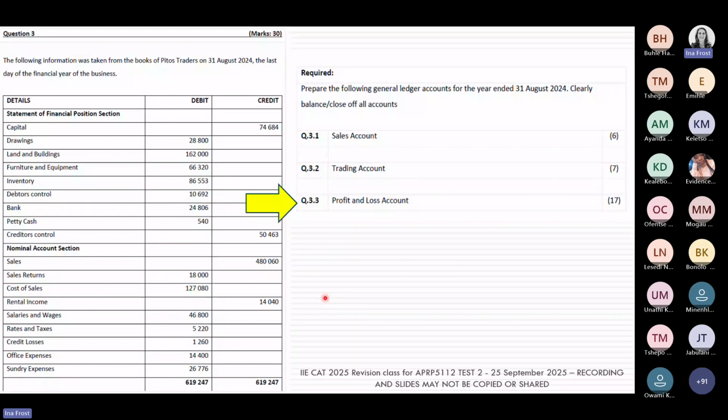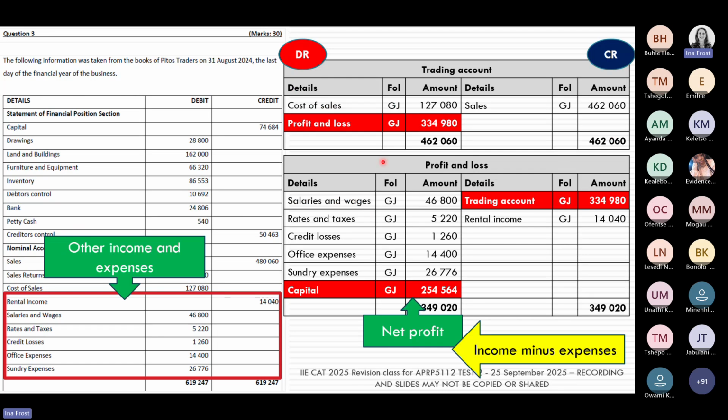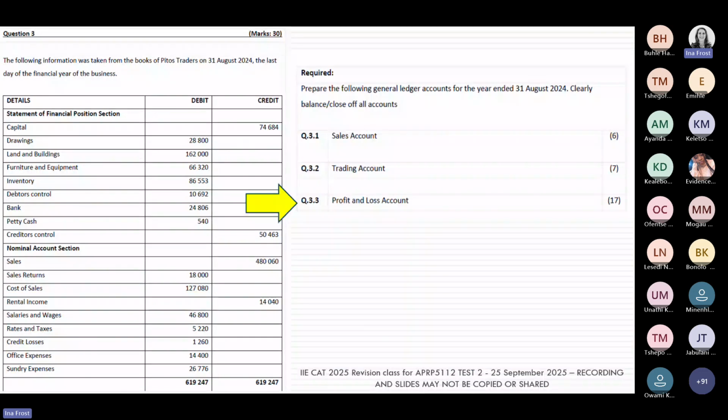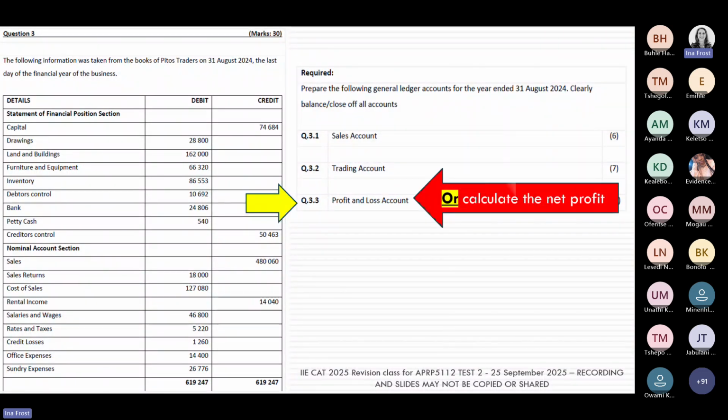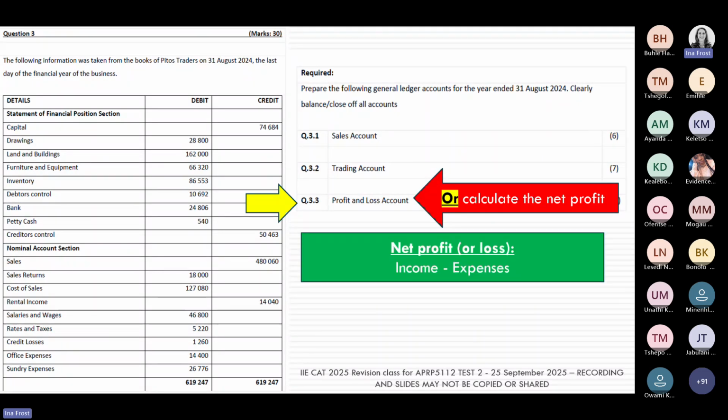So again, we can word the question in different ways. We can either ask you for the general ledger account, like they did in this question, and then you're going to prepare an account that looks like this. We can ask you for the general journal entries for this account, or we can ask you to calculate the net profit. And if we say calculate the net profit, then we mean income minus expenses.